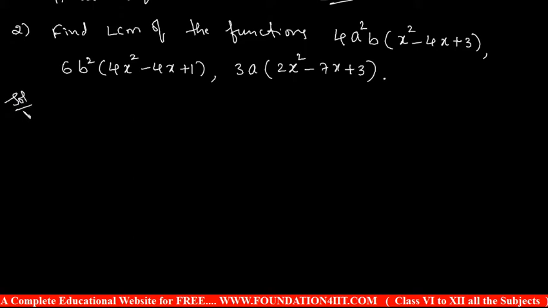So how to find out the LCM? Let us see one by one. We should take them separately. First we should go to the LCM of the numbers. LCM of the numbers 4, 6, 3, if it is normal LCM, we will get 12. Okay, 4, 6, 3 LCM is 12. Next, the LCM of a square b, b square and a. These three are there.